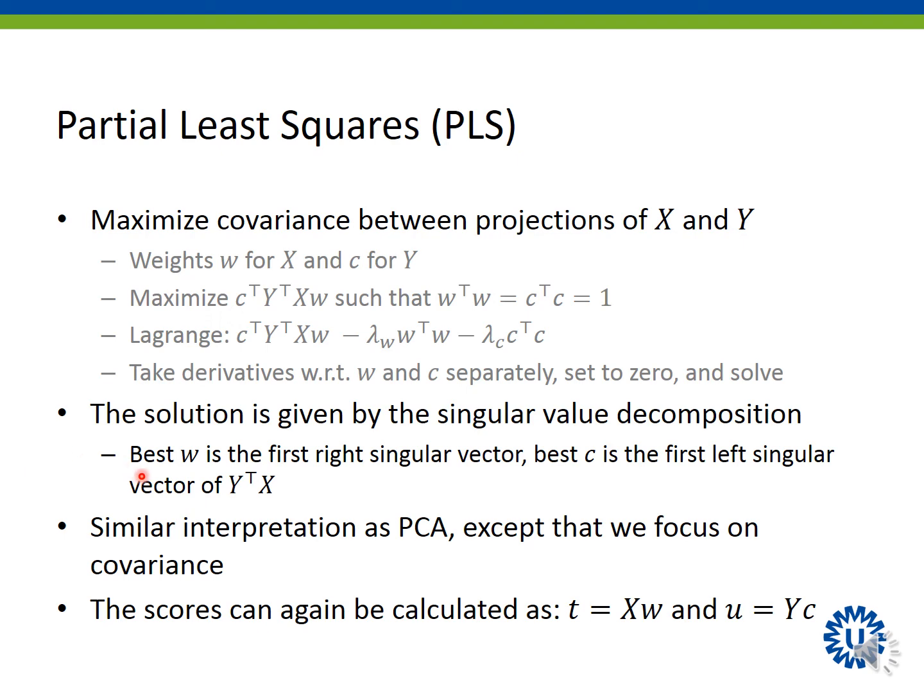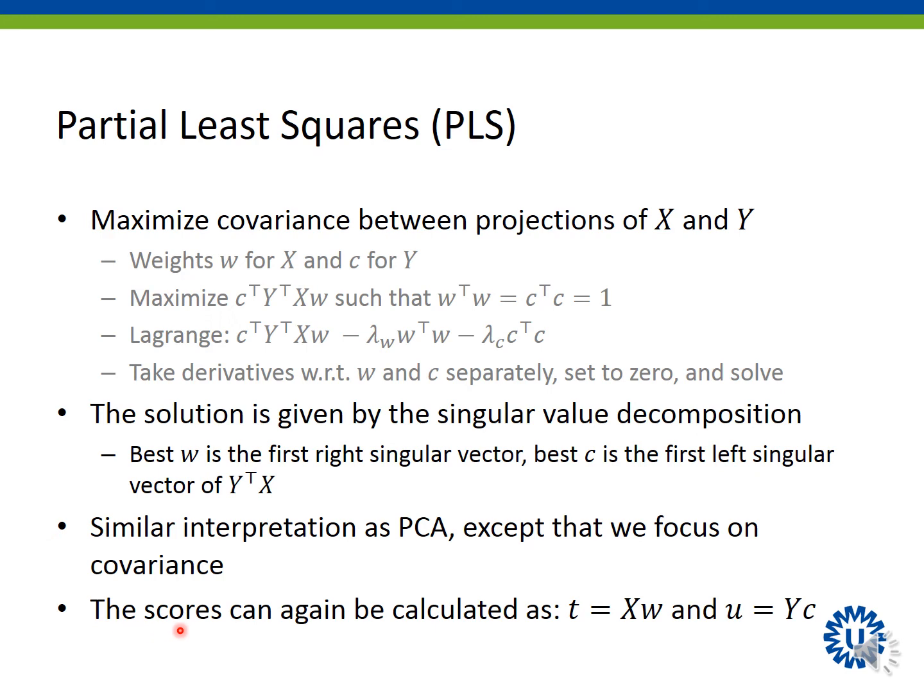So this means that the best W, so the first component of PLS, is the first right singular vector of Y transpose X. And the best C, so the best set of weights for Y, is the first left singular vector of Y transpose X. So right singular vector because X here is on the right hand side, and left singular vector because Y is on the left hand side. So these weights have almost the same interpretation as PCA, except that these weights indicate importance for the covariation between X and Y, for the relation between X and Y, instead of the variance.